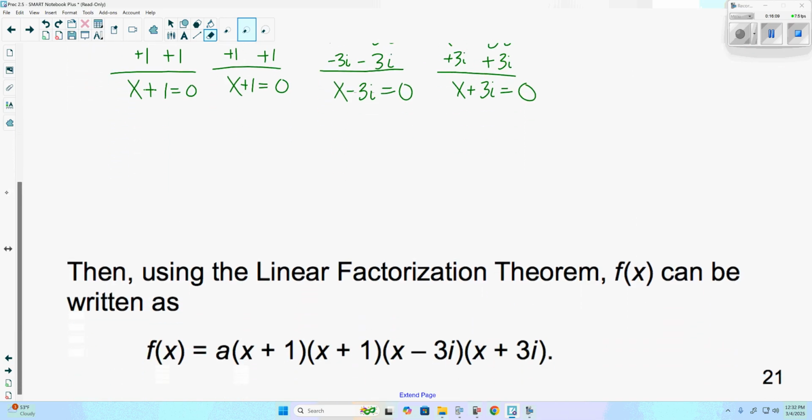So we have x minus 3i, x plus 3i, or that the function's set of linear factors is going to be x plus 1 times x plus 1 times x minus 3i times x plus 3i. Is it factored out? Questions on this here?